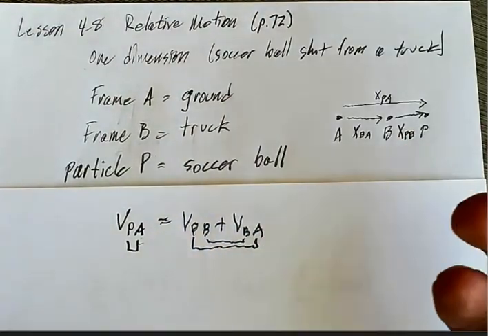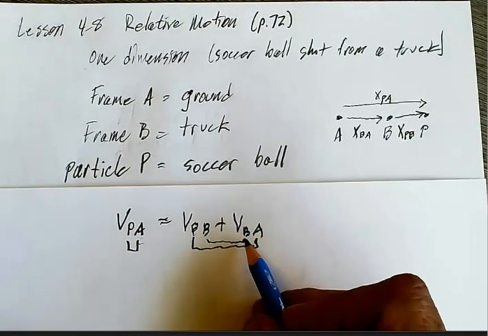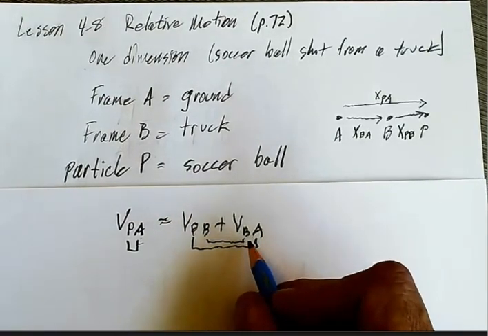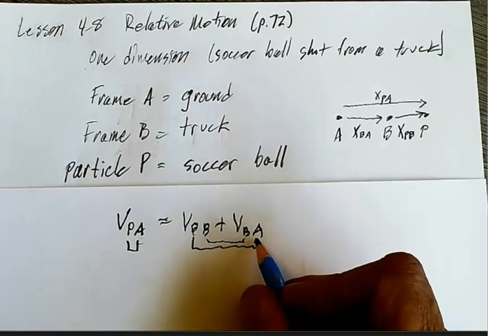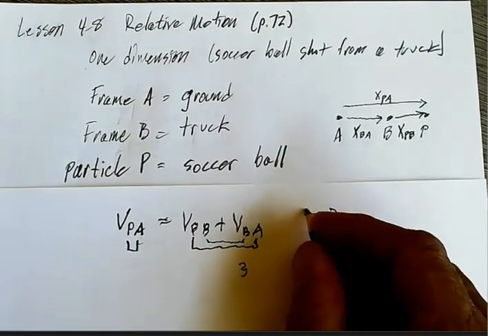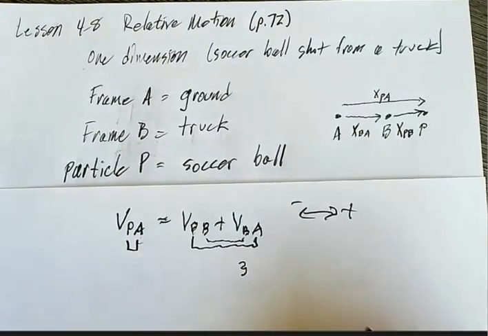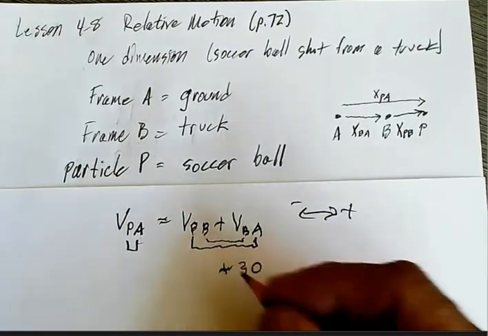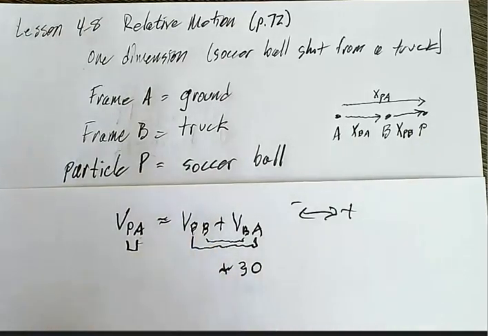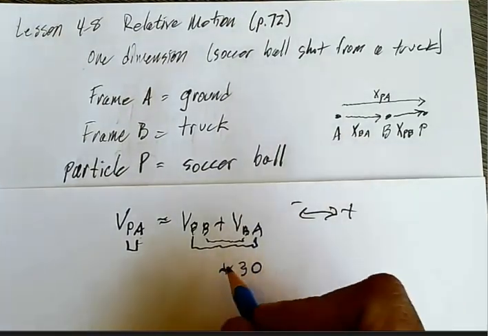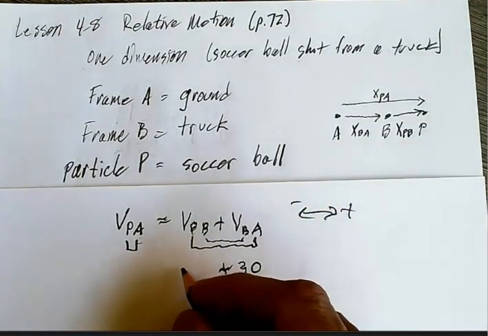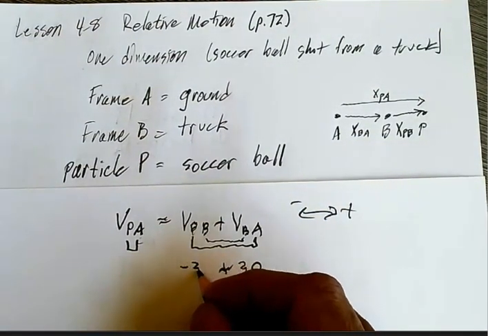Okay, so the velocity of the ball with respect to the truck, if we can make that opposite of the velocity of the truck with respect to the ground, so let's say, here we go, this is the velocity of the truck with respect to the ground. Let's say it's moving at 30 meters per second in the positive direction. Okay, so that's plus 30. And the velocity of the ball with respect to the truck, if that's 30 meters per second in the negative direction, right? If the truck is moving this way and we fire the ball that way, that means the velocity of the ball with respect to the truck is negative 30.